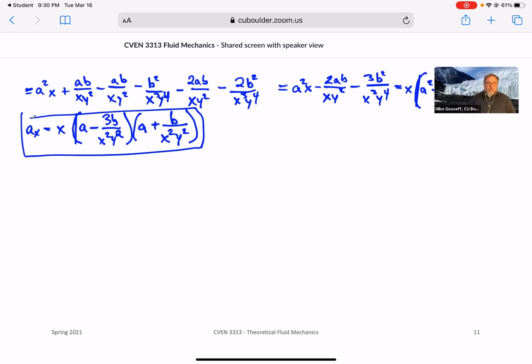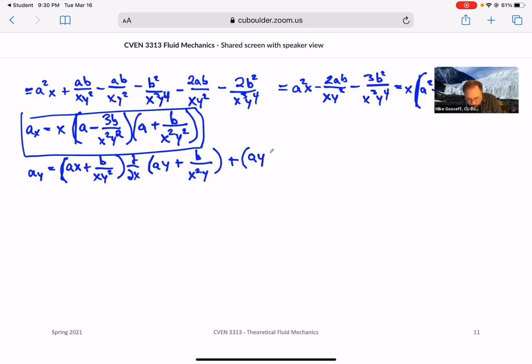Now, we're going to do the same thing real quick for the y direction. So the acceleration in the y direction is equal to, in this case, a times x plus b over xy squared, close parenthesis. Now we have the partial del x of a times y plus b over x squared y, close parenthesis, plus, then we have a times y plus b over x squared y, and now we multiply by the partial with respect to y of ay plus b over x squared y.